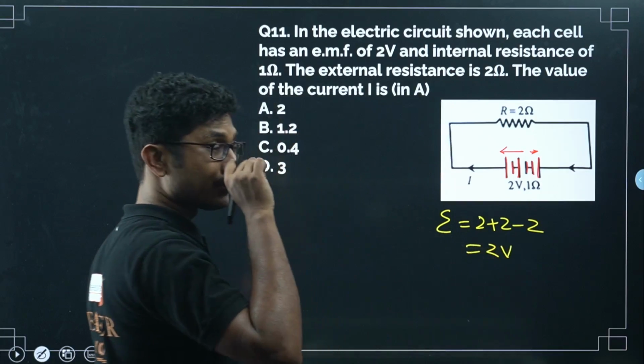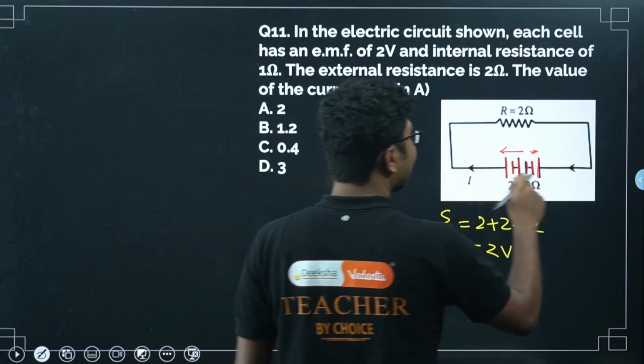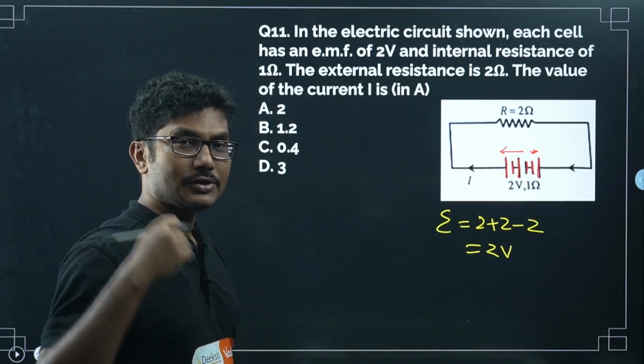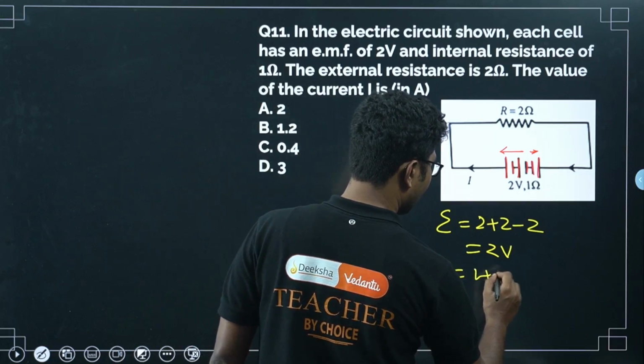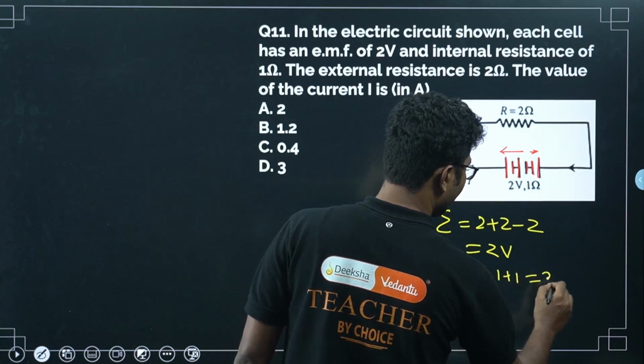So 2 volt is the actual voltage, but internal resistances are always added. So the total internal resistance will be 1 plus 1 plus 1, that is 3 ohm.